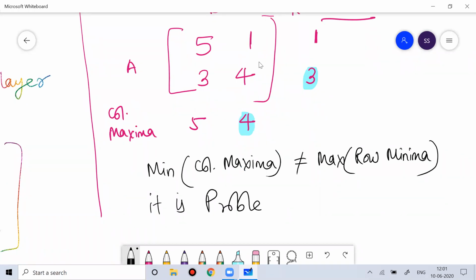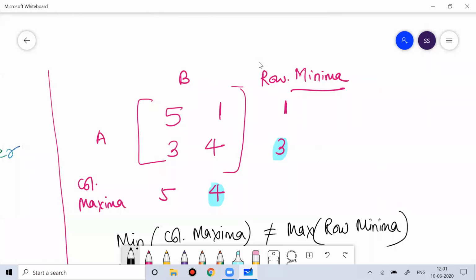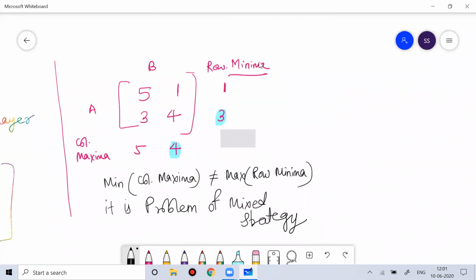Till now we talked about pure strategy. When they are not equal, then it is a problem of mixed strategy. Yesterday I explained to you how to solve these kinds of problems. Again, I will do a revision for you. If they are not equal, then how to do that? If it is a 2 by 2 matrix, you can easily do it.